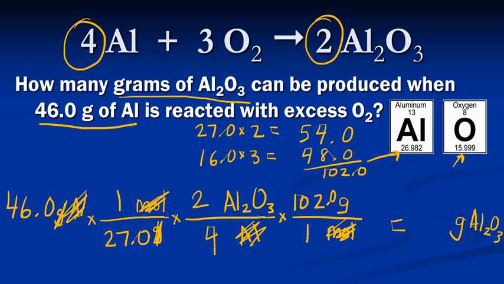So this time we have to go back to our calculator now. We take 46 times 2 times 102 divided by 27 divided by 4. And so the answer this time is about 86.9. So the answer is about 86.9 grams of aluminum oxide. So this time we had to do all 3 steps in our 3-step process. Let's do one more example.